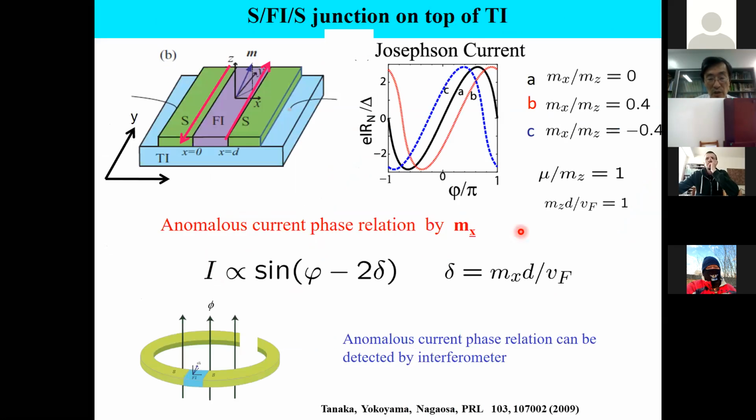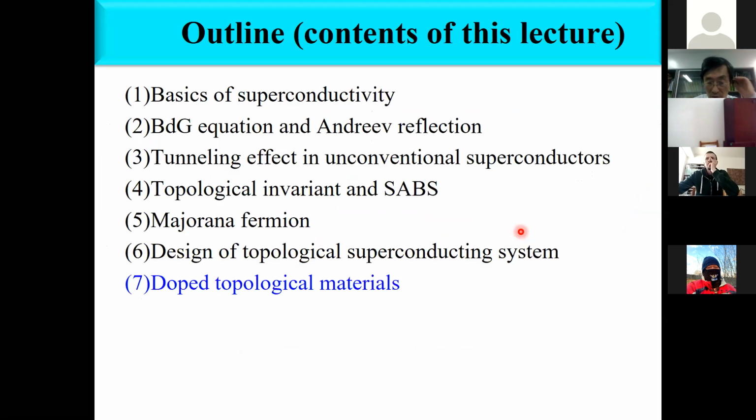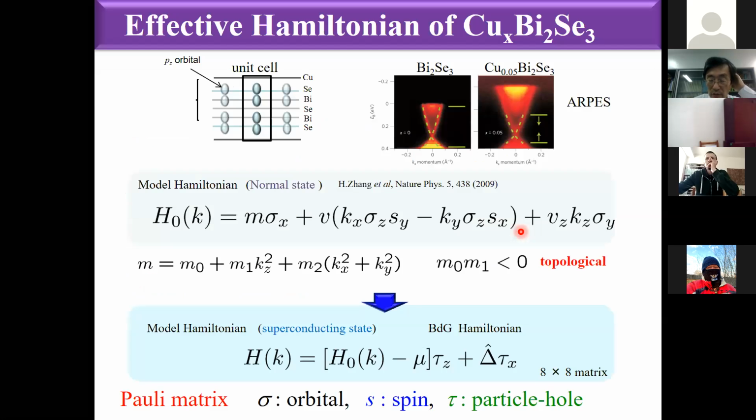Okay, so then let's go to the final part. What are doped topological materials? I will briefly mention that. Here we look at a doped topological insulator. In that case, an exotic superconductor might be generated in a doped topological insulator.